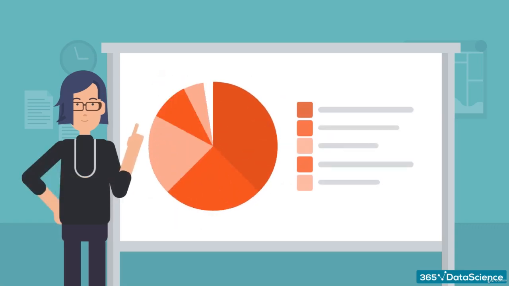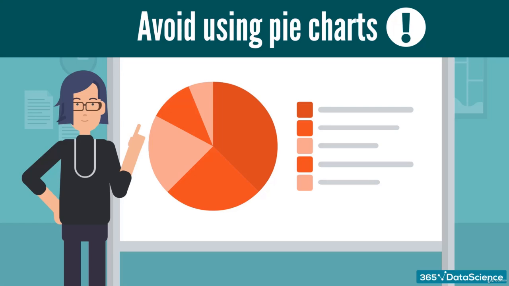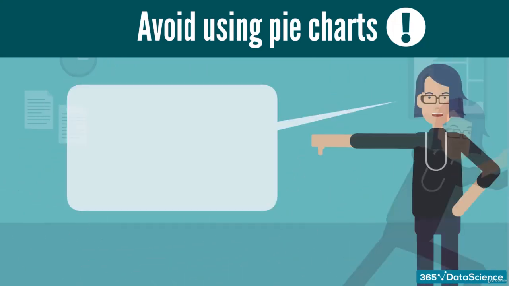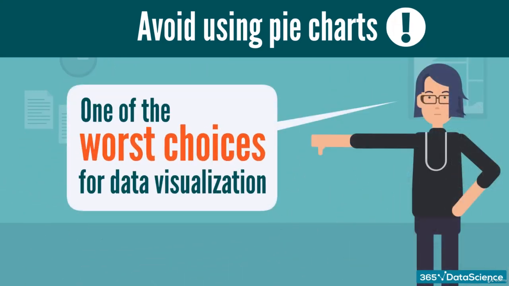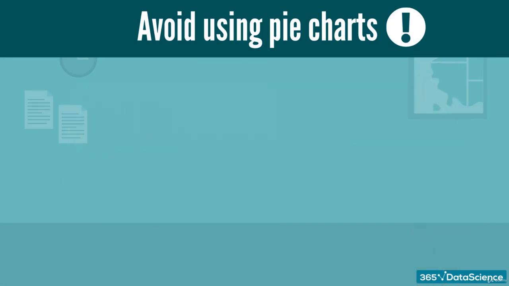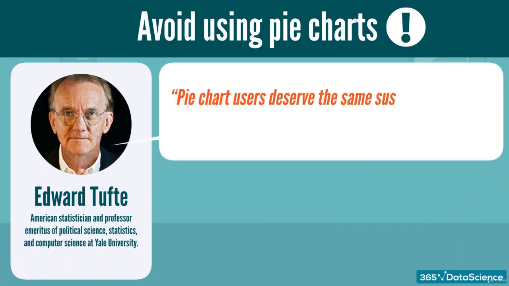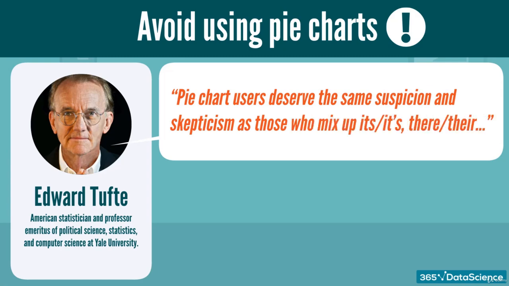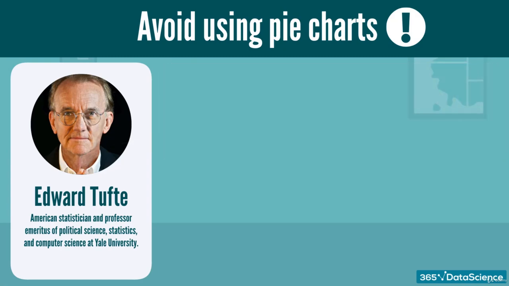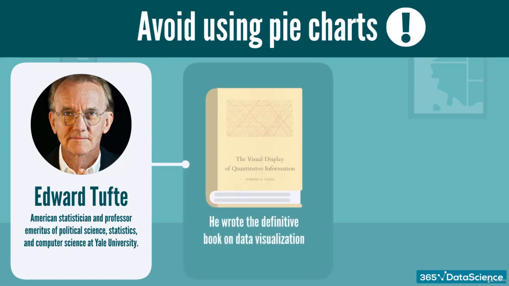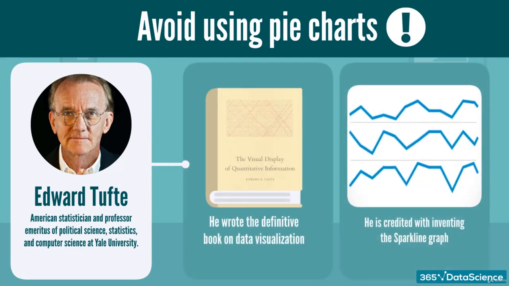All right, before we start talking about pie charts, we must address something very important, which is you should avoid using pie charts. That's correct. Pie charts are considered some of the worst choices for data visualization, and that's a consensus among experts in data visualization, including Edward Tufte, who once wrote, "Pie chart users deserve the same suspicion and skepticism as those who mix up its, there." Edward Tufte, if you're wondering who he is, basically wrote the definitive book on data visualization, and is also credited with inventing the sparkline.